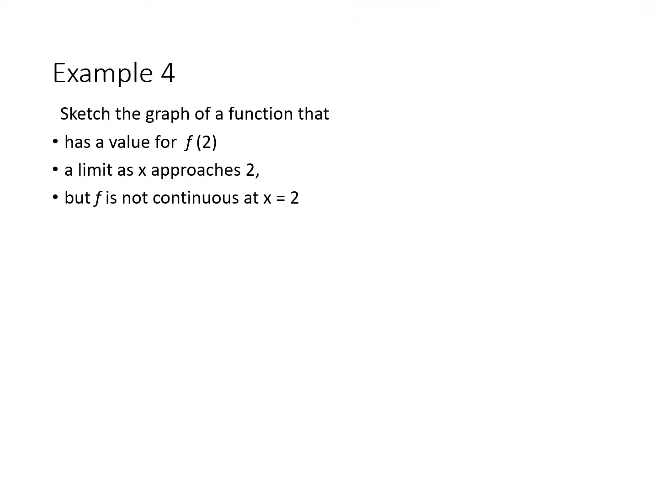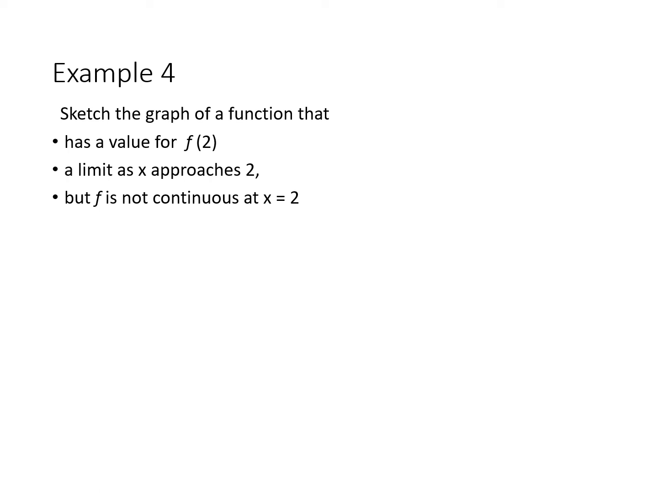All right, example 4, and there are lots of different options for this one. It's to sketch a graph of a function that has the following properties: it has a value for f of 2, a limit as x approaches 2, but f is not continuous at x equals 2. I encourage you to pause the video and try to sketch this graph on your own.